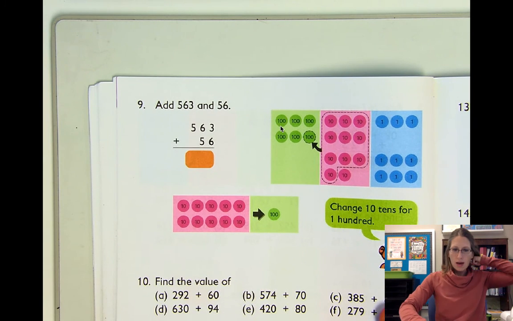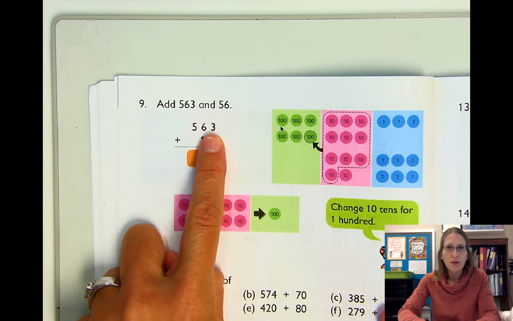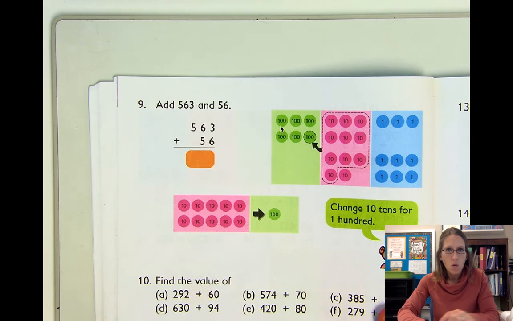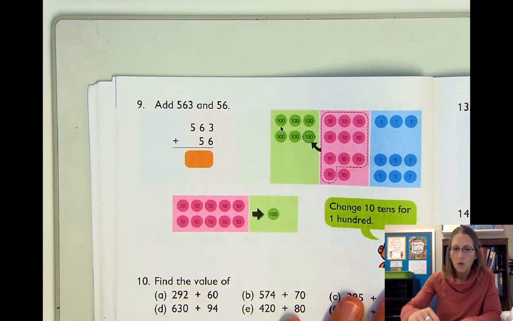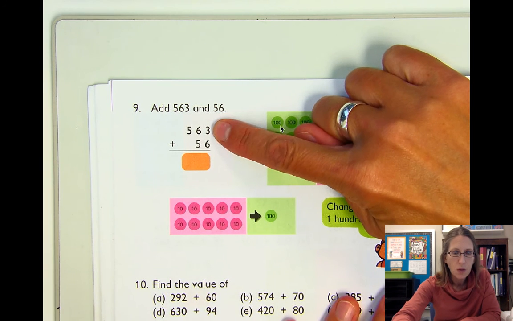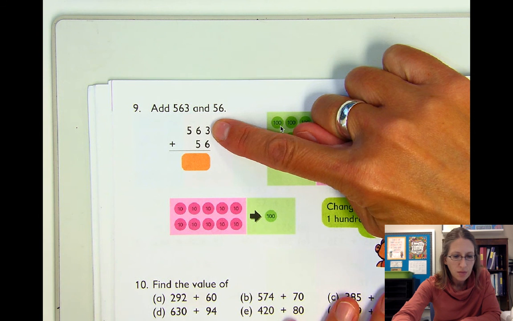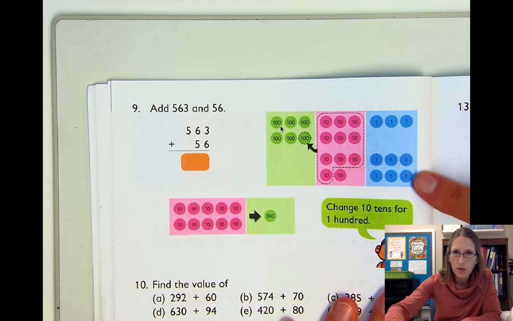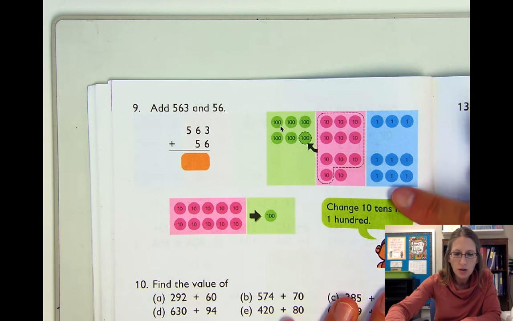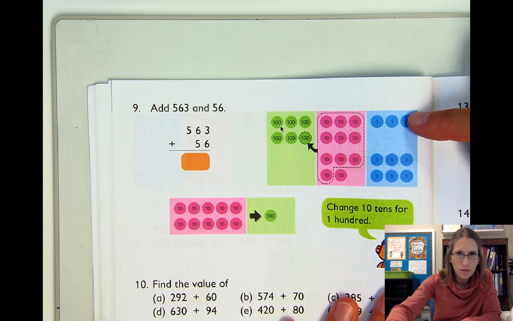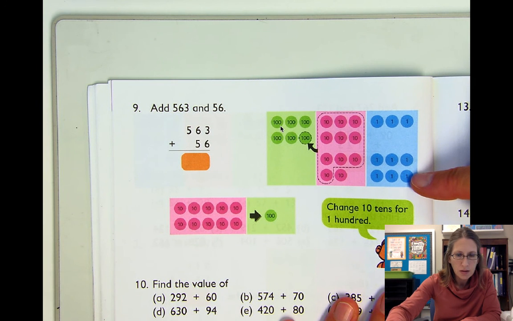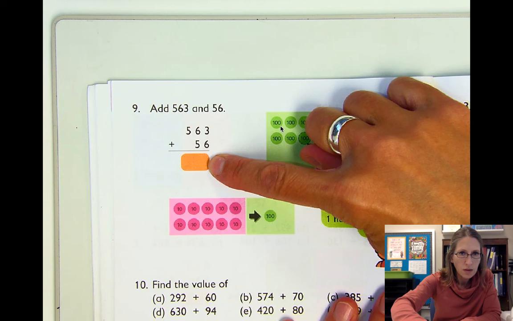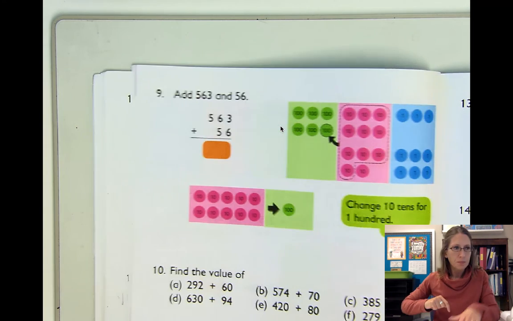If we were adding these two numbers, 563 plus 56. What we always do is we always start in the ones place. And we always start at the top. And here we have 3 plus 6. They've shown us over here what that would look like on our place value chart. So here they have the 3 plus the 6. And we know if we add 3 plus 6, we get the number 9, right?